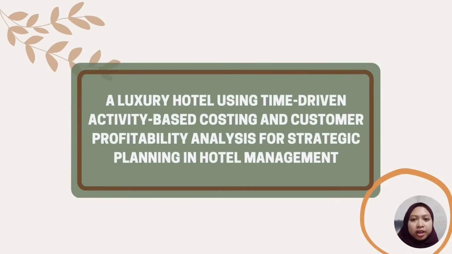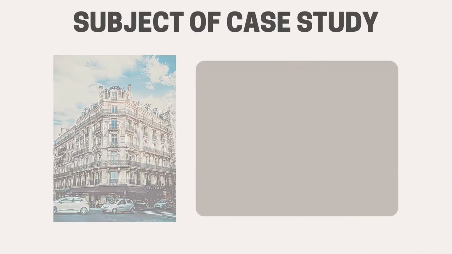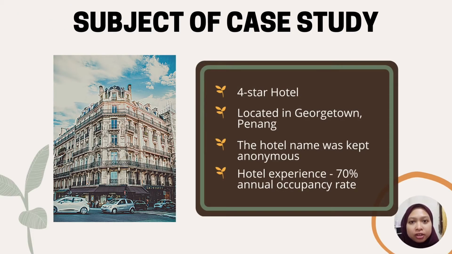for better understanding. Okay, we have found a research or case study on the customer profitability analysis. The case study is about a luxury hotel which used time-driven activity-based costing and customer profitability analysis for strategic planning in hotel management. The hotel is a 4-star hotel located in Georgetown, Penang. The name of the hotel was kept anonymous as it has been used for research. The hotel experiences a 70% annual occupancy rate.